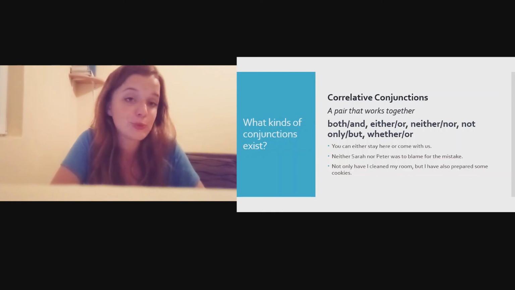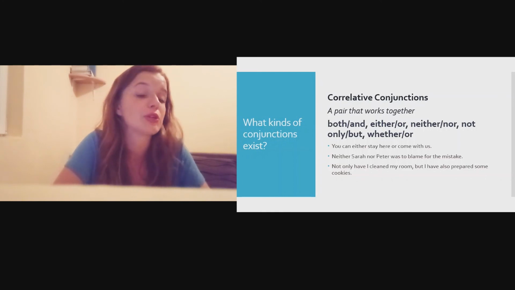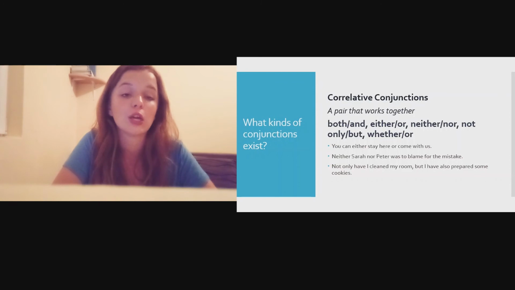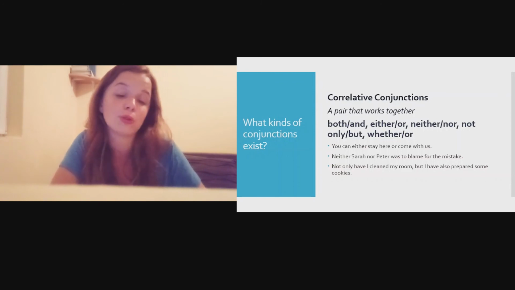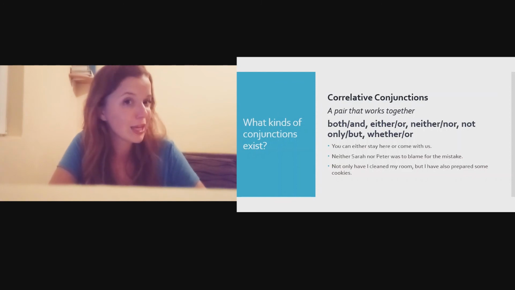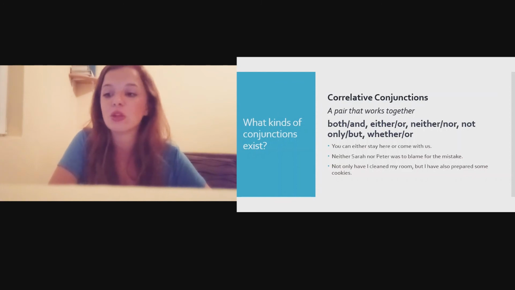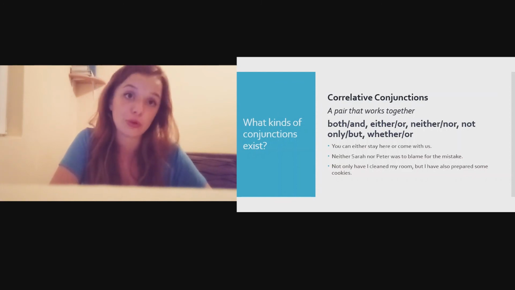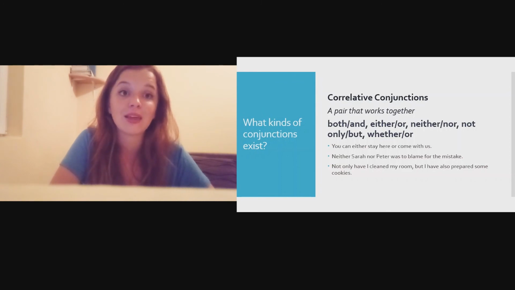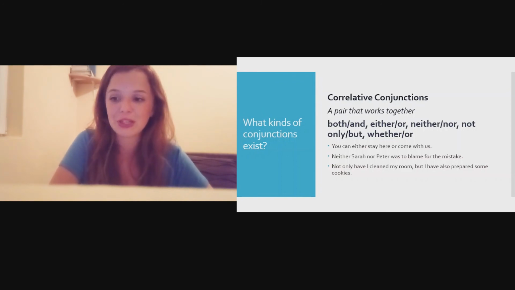So it wasn't the responsibility of Sarah, it wasn't the responsibility of Peter, so it wasn't to blame Sarah, it wasn't to blame Peter. Instead of saying it in this way or writing it in this way, you can connect with nor, neither or nor, and make it a little bit more fluent. So neither Sarah nor Peter was to blame for the mistake.